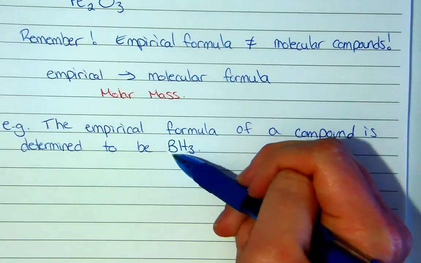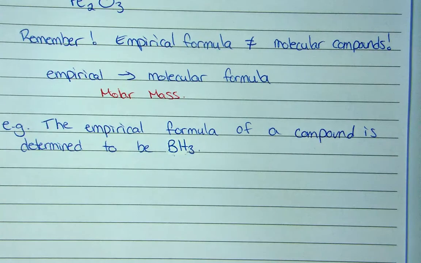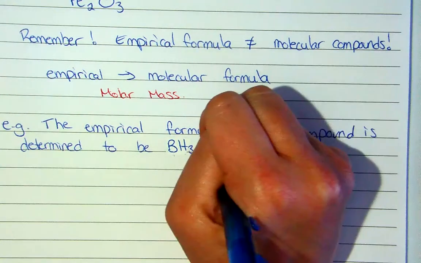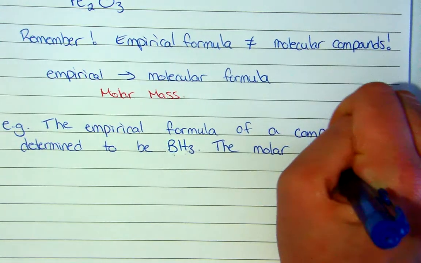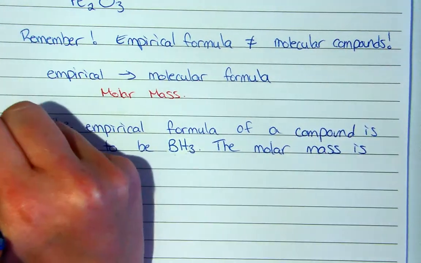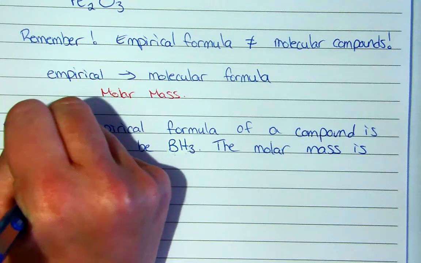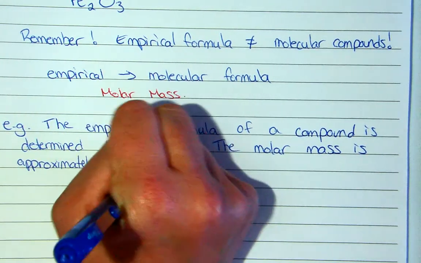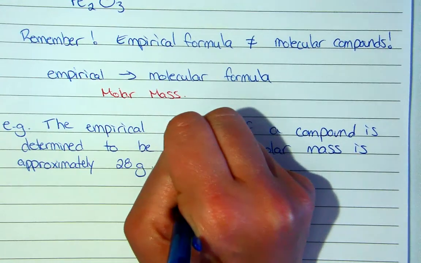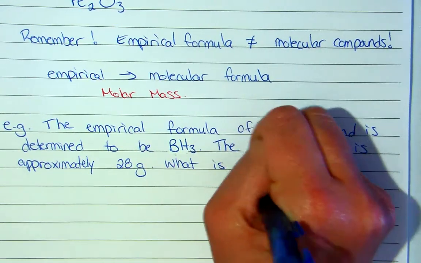We know that it's a ratio of 1 boron to 3 hydrogen atoms in this compound. We also know that the molar mass is approximately, we used one of our scales in the lab, 28 grams. So I want to know what is the molecular formula.